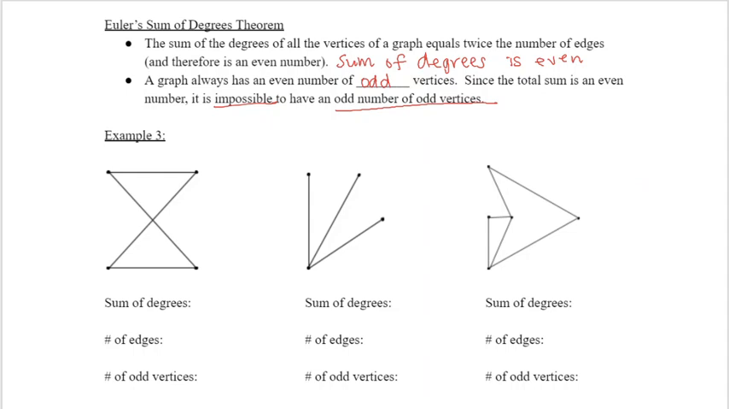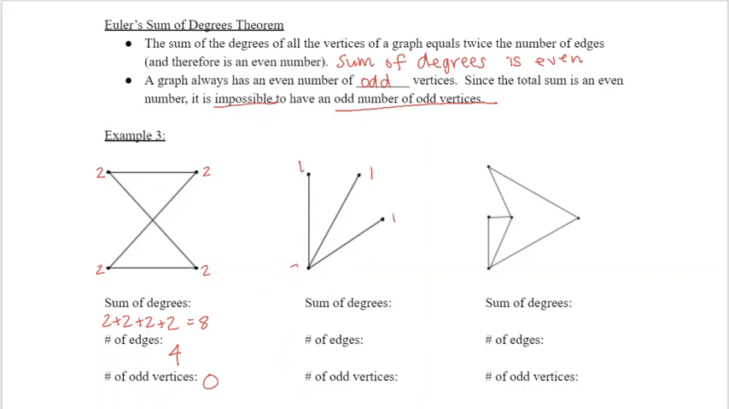So let's go back to these 3 graphs that we looked at in the previous example. We had already written down the degree of each vertex. So the sum of the degrees is going to be 2 plus 2 plus 2 plus 2, which is 8. How many edges do we have? We have 1, 2, 3, 4 edges. And we have 0 odd vertices. Okay, and you will notice that the number of edges is half the sum of the degree, or the sum of the degree is twice the number of edges.